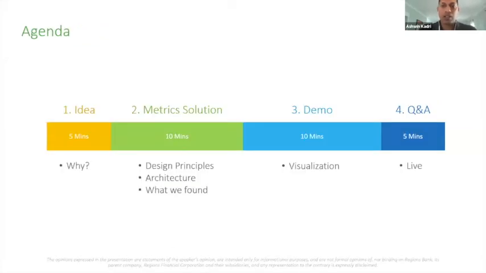This session is organized into 4 segments. The first one is the idea or the concept. It explains the why we came up with the metrics database and dashboard. The second segment explains the metric solution. It explains the how. We go into details of what are the key design principles, how did the architecture evolve, and then once we started seeing metrics, what are the things that we found. I will then demonstrate metrics that we track and find useful.